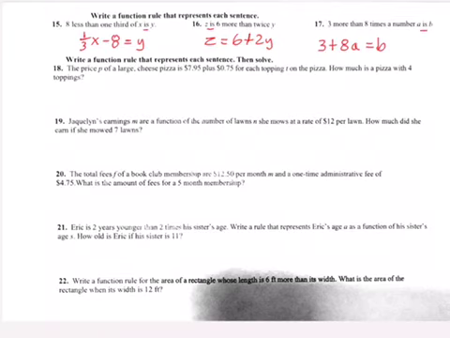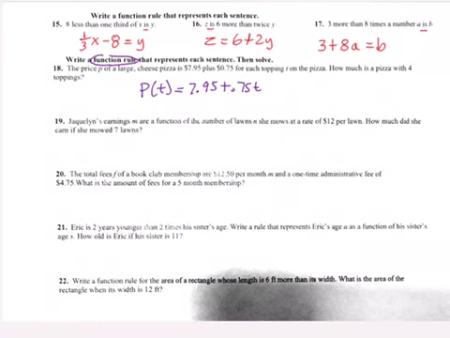All right, for 18, we're going to write a function rule. This time we're going to use function notation. The price P of a large cheese pizza is $7.95 plus 75 cents for each topping T. How much is a pizza with 4 toppings? So we've got P of T, and remember this is just a single variable, just written fancy in function notation, equals $7.95 plus 0.75 T.